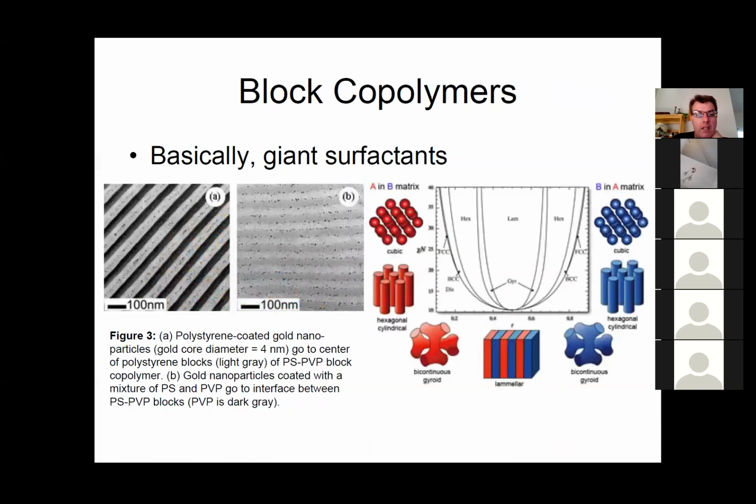These are, again, electron microscope images, but they're easier electron microscopes to work with than atomic scale resolution. And there are things called block copolymers, basically giant surfactants. A surfactant is a soap molecule. One side of it is hydrophilic. It likes water. The other side of it is hydrophobic. It hates water. It likes fat.